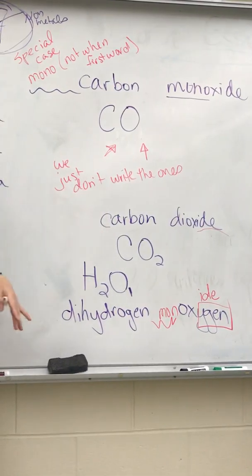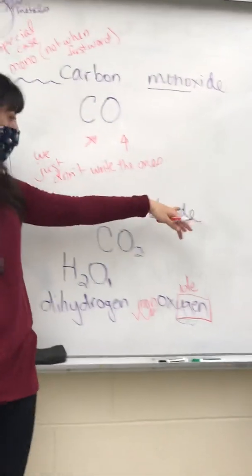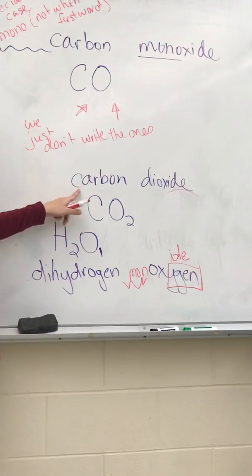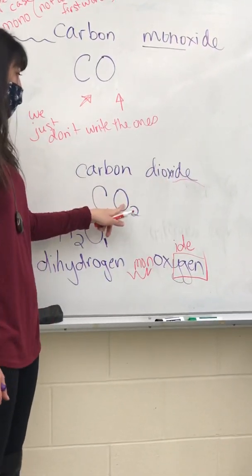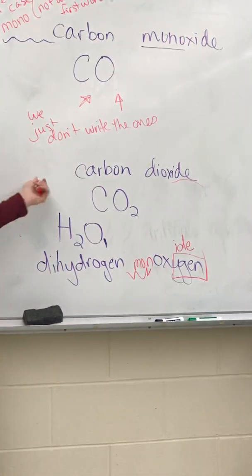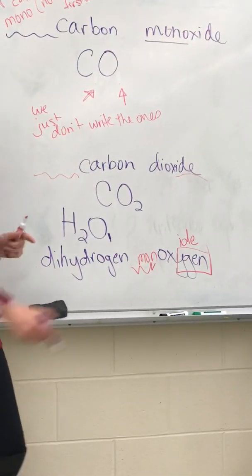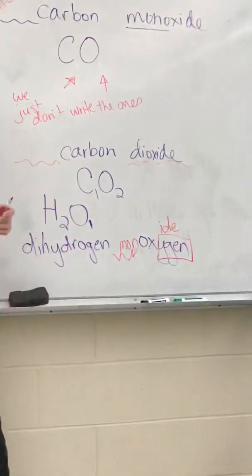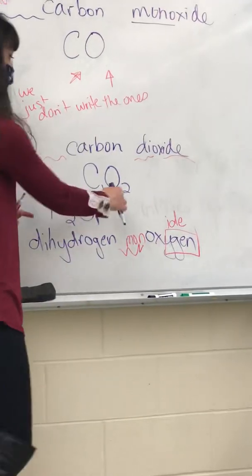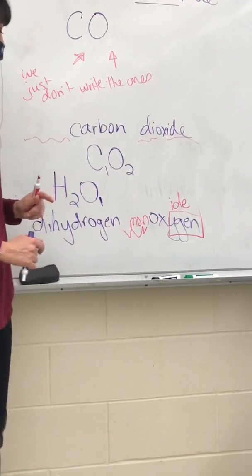Our next example was carbon dioxide. So C is for carbon, oxygen is O. We have no word here, so we assume there's only one. We have a prefix here that says di. That means we have two. So we put a little 2 there.